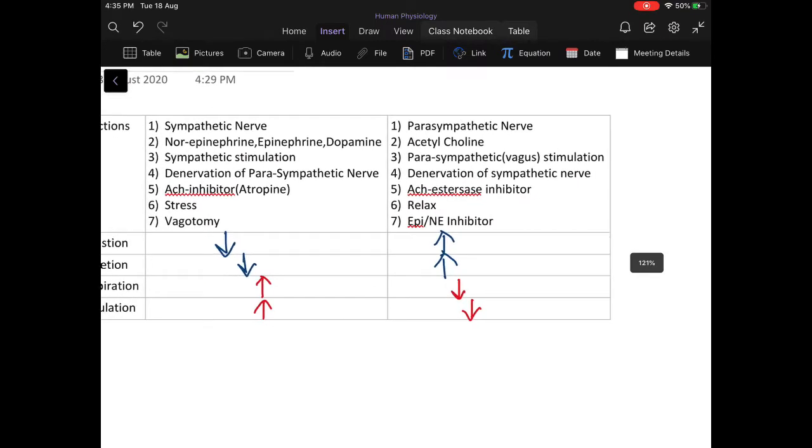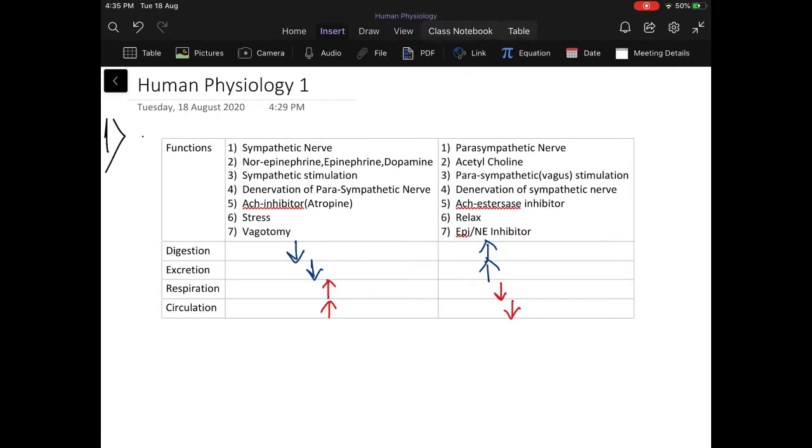First, I would like everyone to copy this table, as there are 4 columns. This actually deals with the functions of nerve and nerve stimulations on the 4 systems: digestive system, excretion system, respiration and circulation. The 4 systems, the effect of nerves, sympathetic, parasympathetic, and various drugs, various agents. So on the left hand column, we can think of 7 topics that have the same effects.